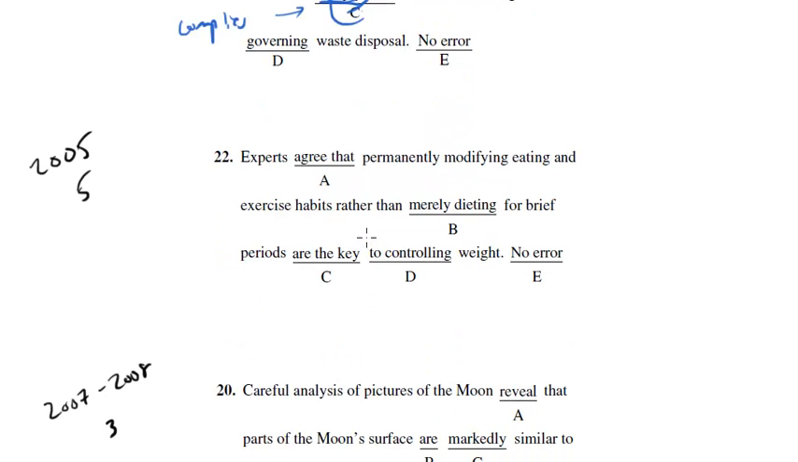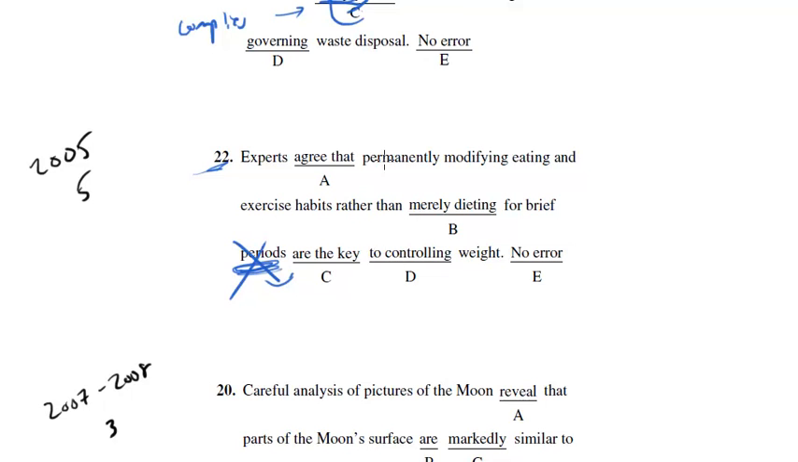Number 22. Experts agree that permanently modifying eating and exercise habits rather than merely dieting for brief periods are the key to controlling weight. So again, we see a verb and we ask, is there any subject-verb disagreement here? What's the subject? Well, this one's a bit tougher. You might think, well, periods is plural, right? But periods is not the subject. Periods is just part of a prepositional phrase.